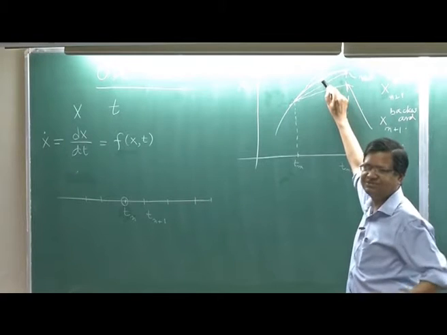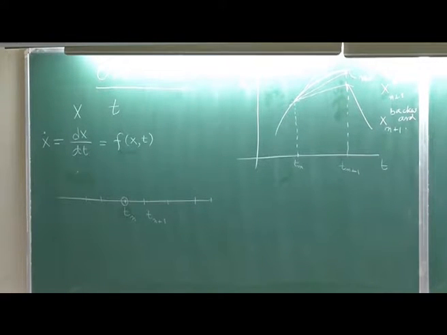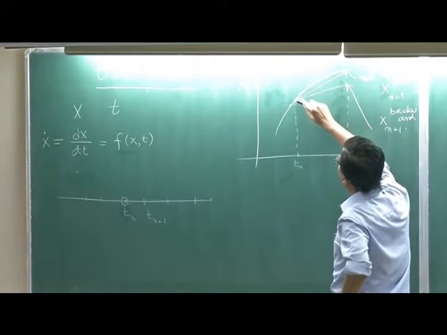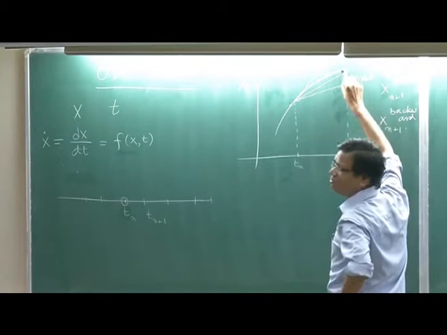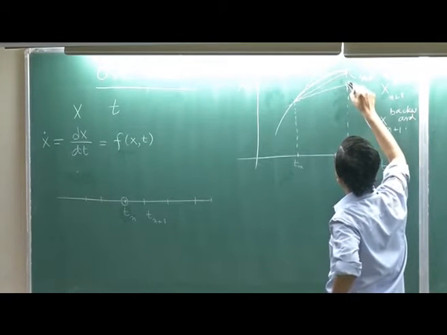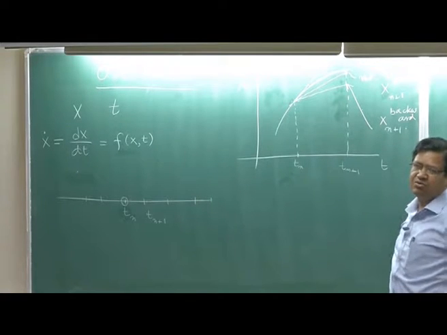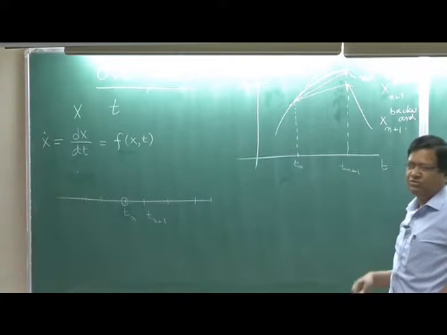These are very cute tricks people have devised, and you try to do as good as possible. One can also take the average of the two slopes. This slope is an overestimate, this slope is an underestimate, so take the average. That's like the trapezoid rule. So these are various rules.